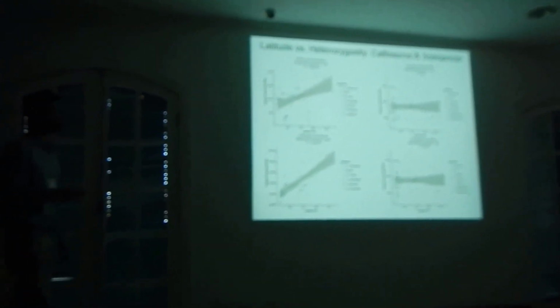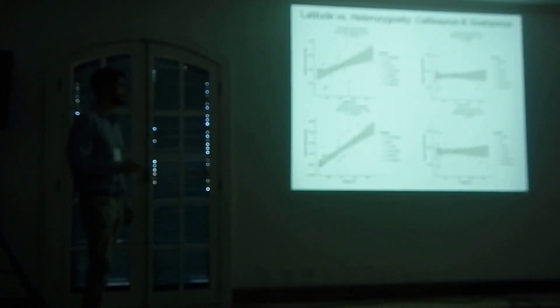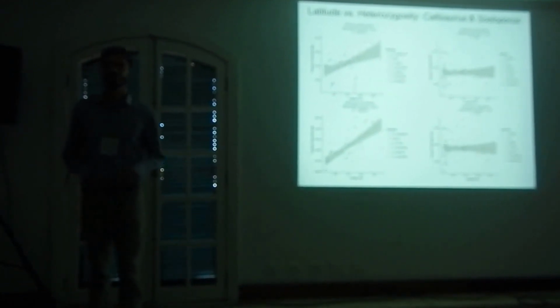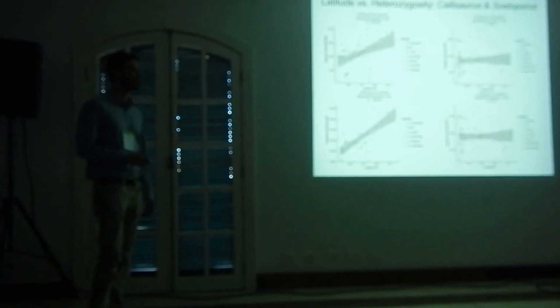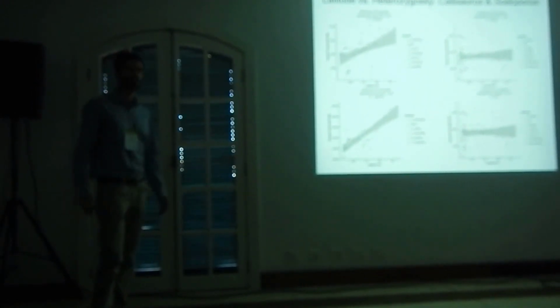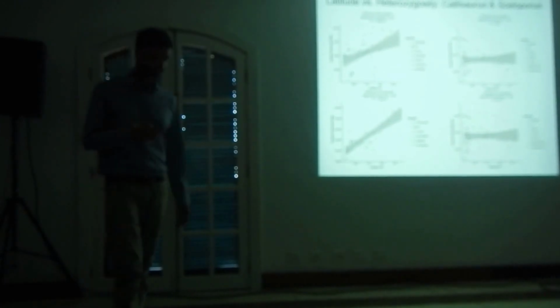So Callisaurus actually showed a positive relationship between heterozygosity and latitude, so heterozygosity increases as you go north. However, in the PGLS, this was not significant. Sceloporus did not show a pattern either way. This didn't matter if I excluded islands or not, or if I analyzed the Magister or Cut-eye groups separately.